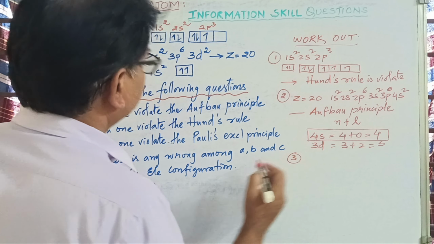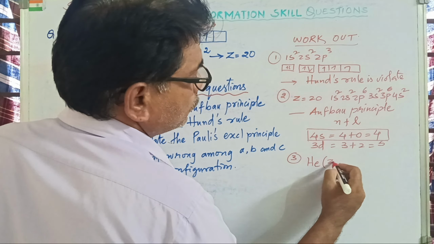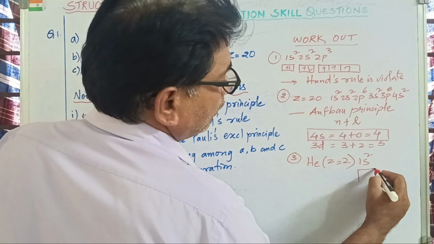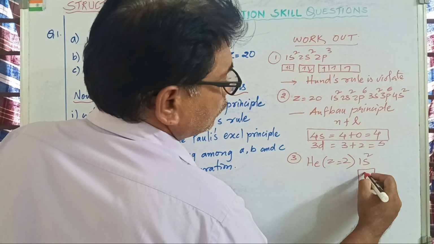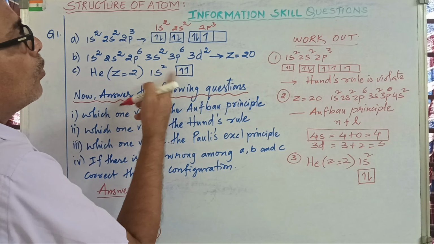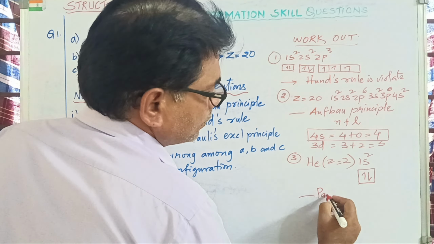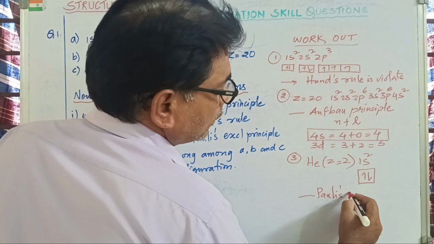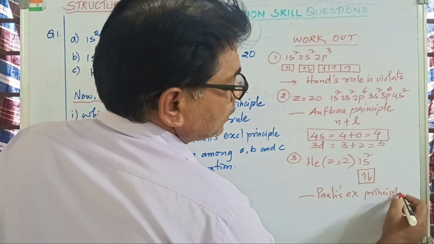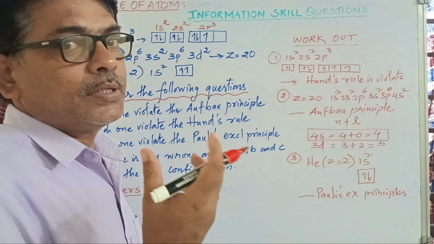Then comes the third one, helium. Helium atomic number is 2 and 1s2. He has also mentioned a degenerate orbital with 2 electrons. One should be clockwise, the other one should be anti-clockwise. But what happened here? Both are clockwise. So Pauli's exclusion principle is violated here. What does Pauli's exclusion principle say? No 2 electrons will have all the 4 quantum numbers the same.